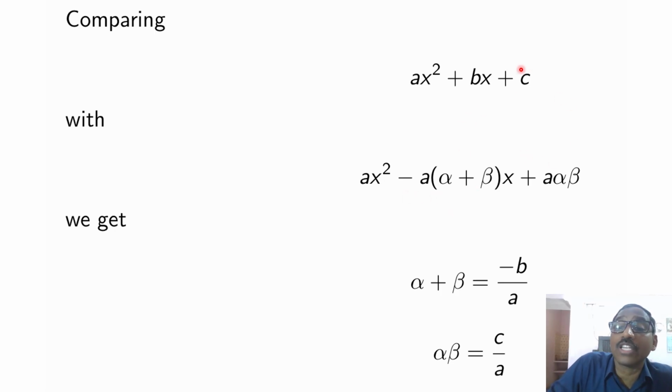What about the constant here? C. Here a into alpha beta. So a into alpha beta equal to c. So alpha beta I can find by using this: alpha beta is equal to C by A. So the same thing here I have written: alpha plus beta is equal to minus B by A, alpha beta equal to C by A. Go to the next slide.